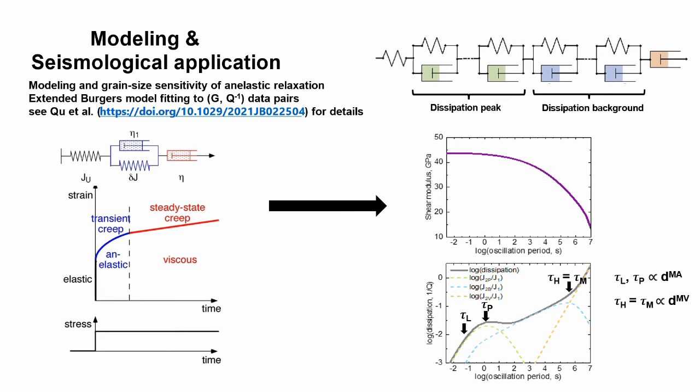The model consists of three components: a spring in series with a parallel combination of a dashpot and another spring, followed by another dashpot. The three components refer to instantaneous elastic strain, time-dependent and recoverable anelastic strain, and temporal but irrecoverable viscous strain during application of a constant stress.